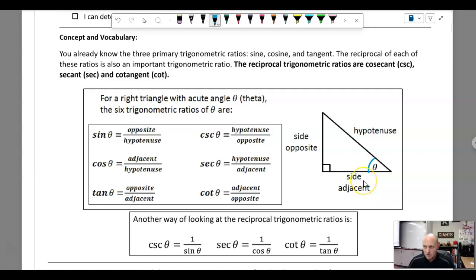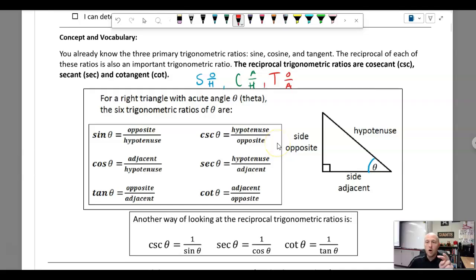SOHCAHTOA. That's the main way that we remember this, and I always tell my students, go ahead and write SOHCAHTOA like this. So if you're ever working on a problem that involves SOHCAHTOA, make sure you just jot this down, and it helps you remember the relationship of the ratios and the sides, as well as what side goes on top, and so on and so forth.